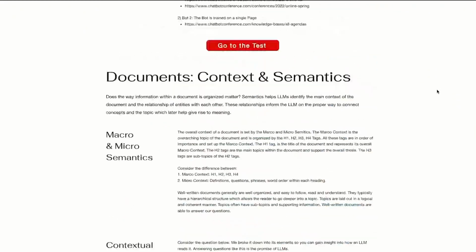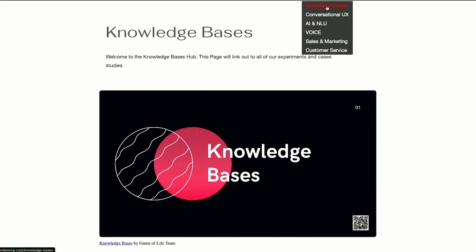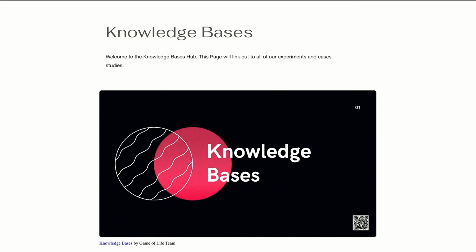What we did for this presentation is we created a couple of knowledge bases that are following some of the structures that I'm going to be talking about today. And we created two different bots, a good bot and a bad bot. That way you could play around with the differences and notice the differences between using tags, using URL structures, folders, and so on. That is available at thechatbotconference.com under knowledge bases. So let's get into it.